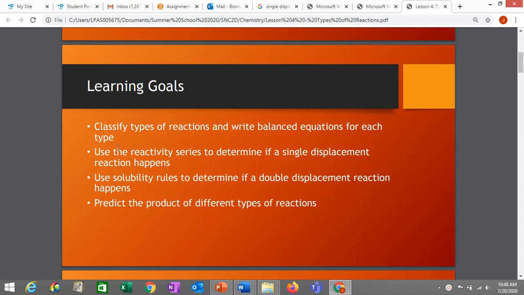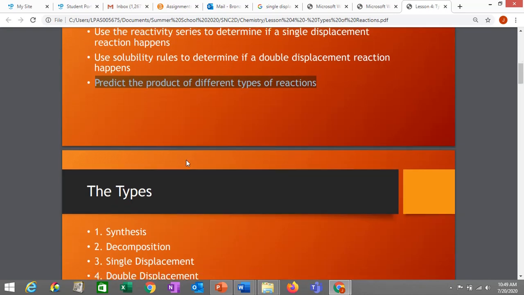You're going to use something called a reactivity series to determine if a single displacement reaction happens when we get to those. Use solubility rules to determine if a double displacement reaction happens, and predict the products of different types of reactions. So the last learning goal here is the most difficult one, and if you can do this, then you are probably able to do the other three, because this one involves doing the other three altogether.